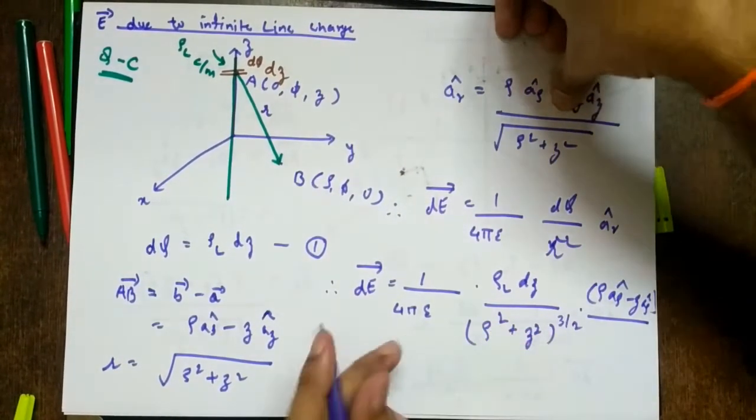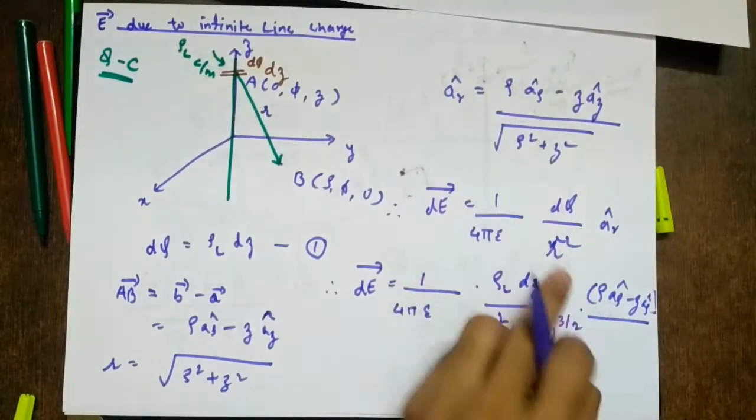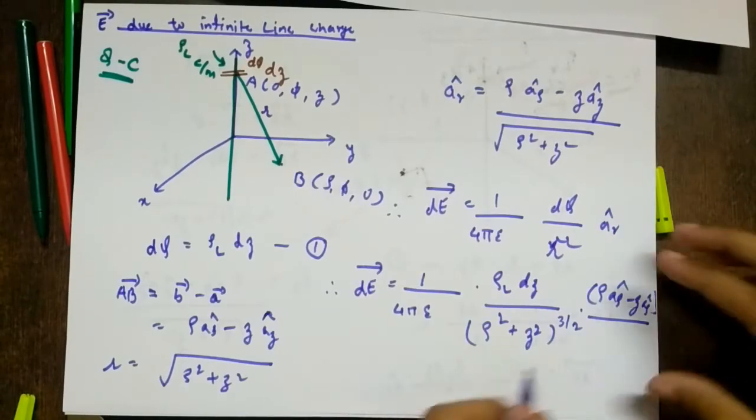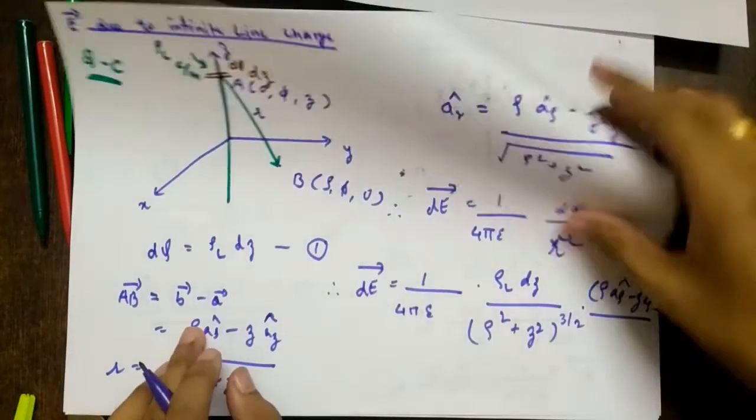So I can write this as 3 by 2. So this is raised to 1 by 2, and 2 plus 1 by 2 is 3 by 2. Yeah, right?